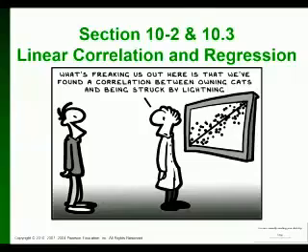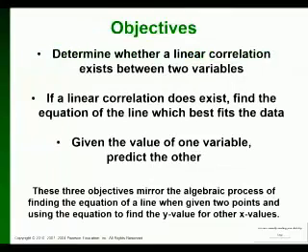We're going to determine whether a linear correlation exists between two variables, either yes or no, there appears to be a linear relationship. If a linear relationship does exist, then we're going to find the equation of the line that best fits the data. And then we're going to use that equation or something else, and we'll talk about the something else, so that if we're given one variable, we can predict the other.